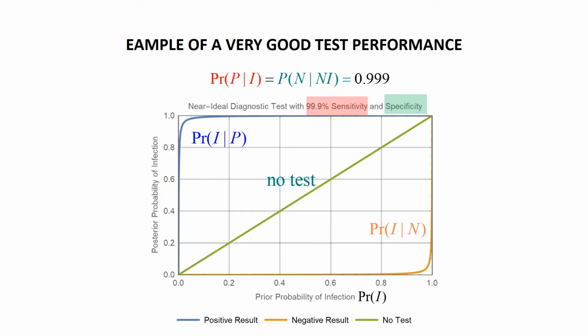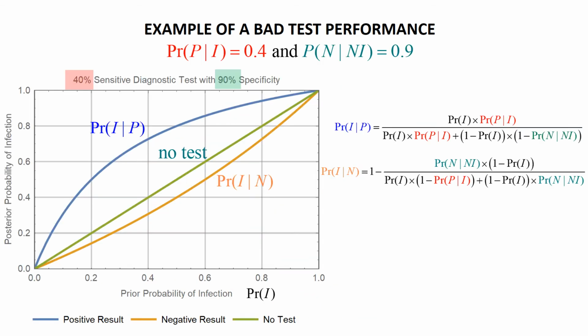So this would be an example of a good test. Imagine the sensitivity and the specificity were 0.999. Then they really hug the outside of that rectangle, as you can see. So here's an example of a bad test. The reason it's a bad test is because the true positives and the false negatives are all too close to the case of no test. So you're not really getting that much extra new information from either testing negative or testing positive.